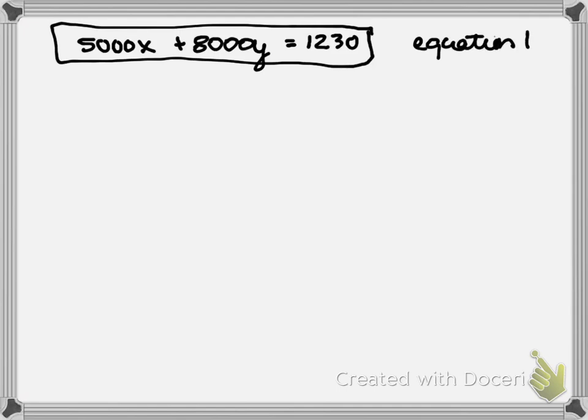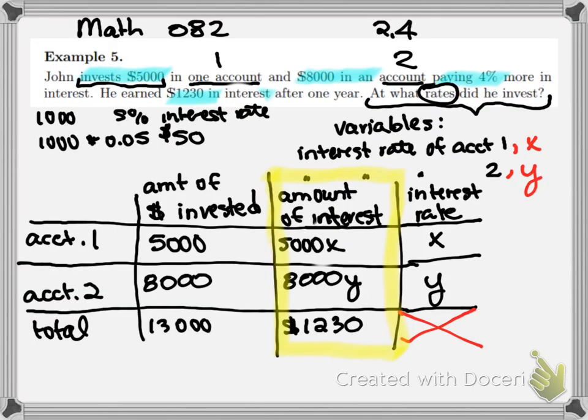Okay, now the problem here is if I have two variables and I want to solve for them, then I need a second equation. Okay, so if we go back to our original word problem, you might notice that there's one piece of information that we haven't used yet. And that piece of information is this information right here where it says that the second account pays 4% more than the first account.